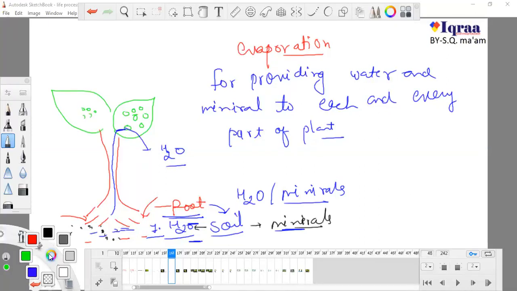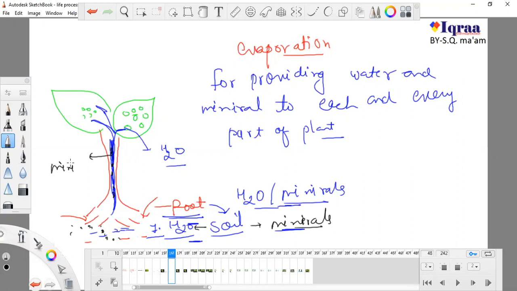Each and every part of the plant needs water and minerals. As the water comes up, the minerals also come up with the water. This is the water, and it is going upward. It will go to each and every part of the plant, and at the same time the minerals will go with the water, because minerals cannot flow on their own.